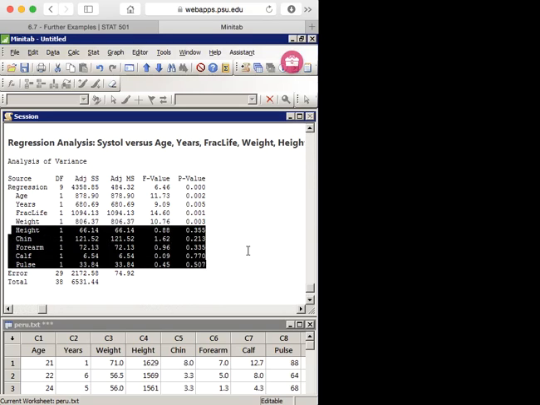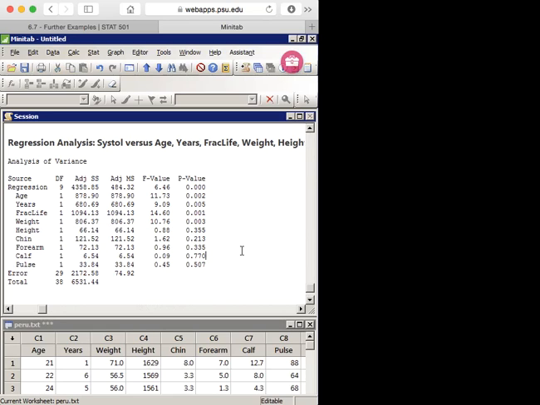these 5 individual tests suggest that we may be able to drop all 5 predictors from the model, but remember, each time we drop one predictor from the model, everything will change. And so this doesn't tell us yet whether we can drop all 5. To do that, we need to test the null hypothesis that the regression coefficients for height, chin, forearm, calf, and pulse are all equal to 0. And to do that test, we need an F statistic.